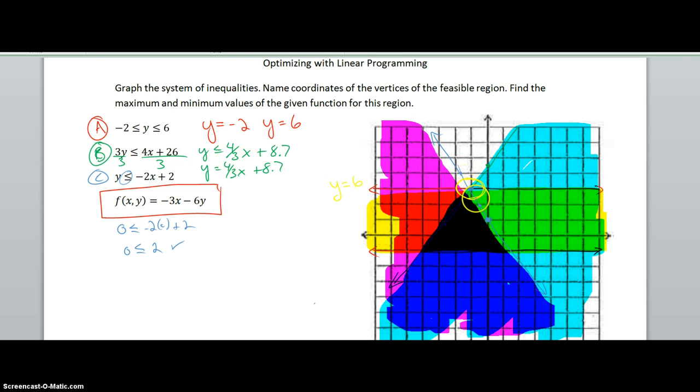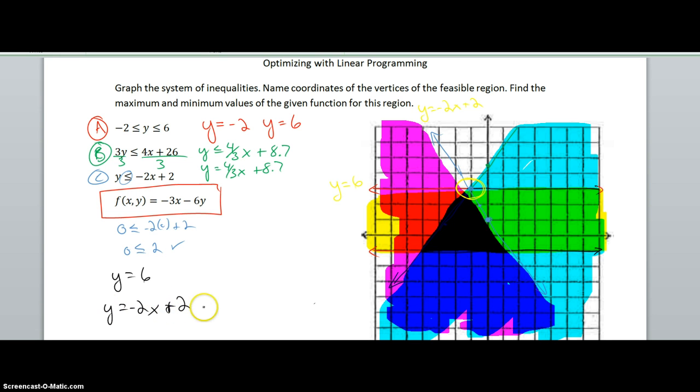It's also intersecting with this line right here, which is our green one. Well, I want to intersect it with C. I'm going to use this line here because they're all intersecting at the same point. So this line is y equals negative 2x plus 2. I'm going to pick a different color too so we can see this. So for our first vertex, we know y is 6, and the next equation is y equals negative 2x plus 2.